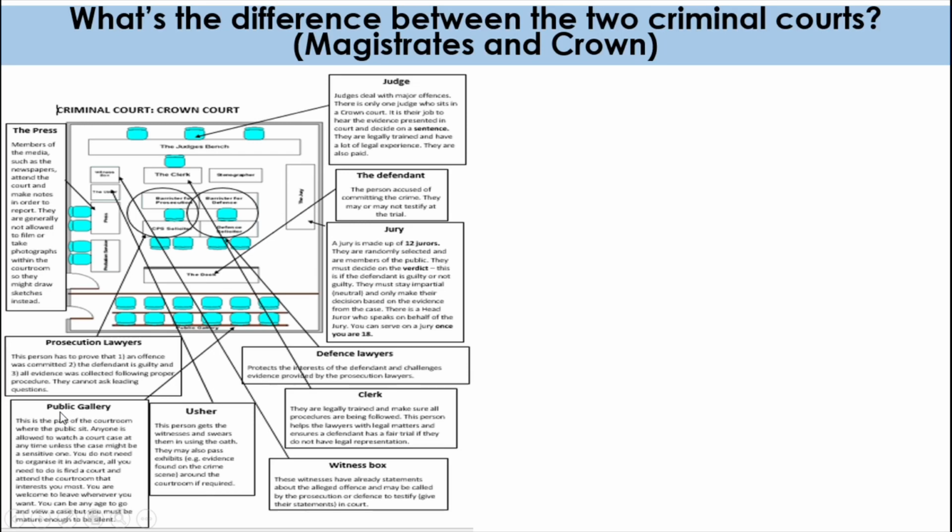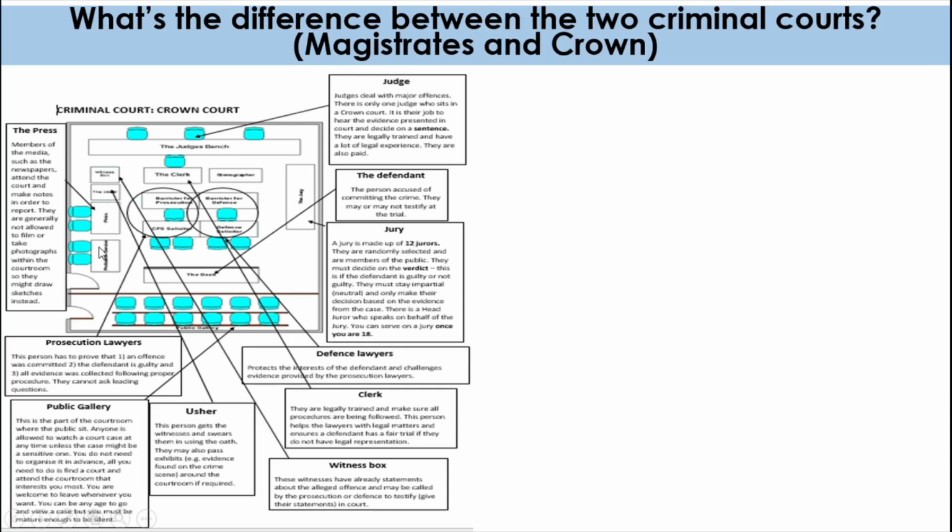The public gallery is located at the back here. This is the part of the courtroom where the public sit. Anyone is allowed to watch a court case at any time unless the case might be a sensitive one. You do not need to organise a visit in advance. All you need to do is find a court and attend the courtroom that interests you the most. You are welcome to leave whenever you want. You can be any age to go and view a case, but you must be mature enough to be silent.